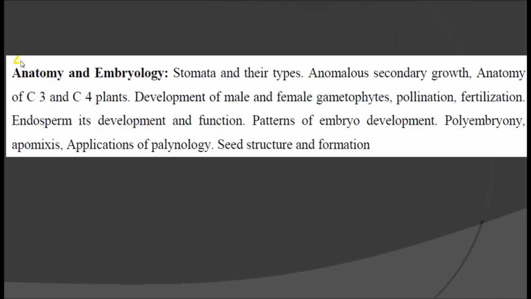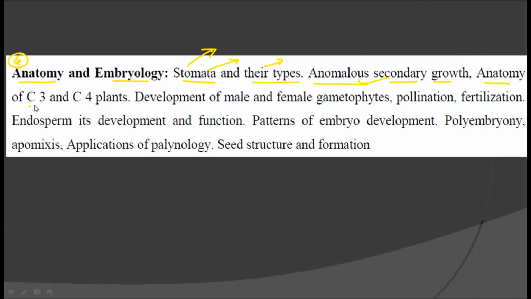The fourth chapter we have here is about the anatomy and the embryology. In anatomy, you have to study the stomata and their types. As you know, there are stomata present in the plant, which are helpful in gaseous exchange and play a very important role in processes like transpiration and photosynthesis. So you have to study the stomata plus their types. Then anomalous secondary growth. As you know, various plant groups possess secondary growth.